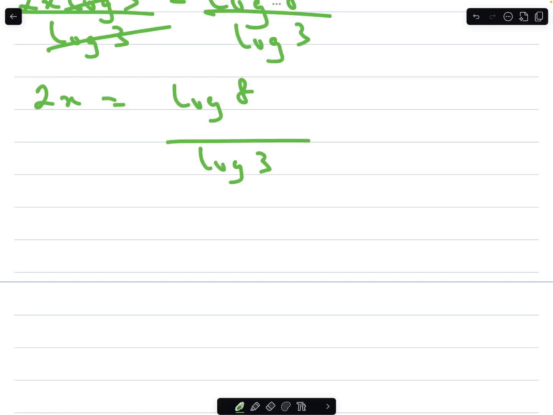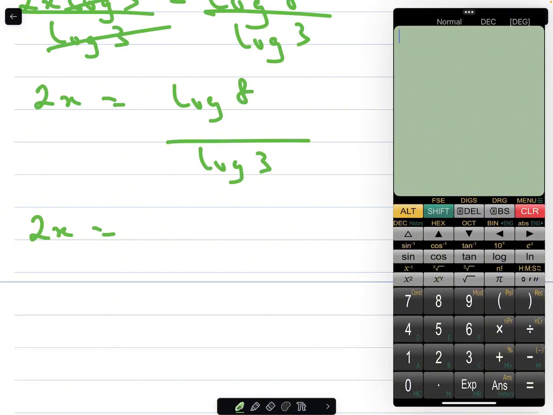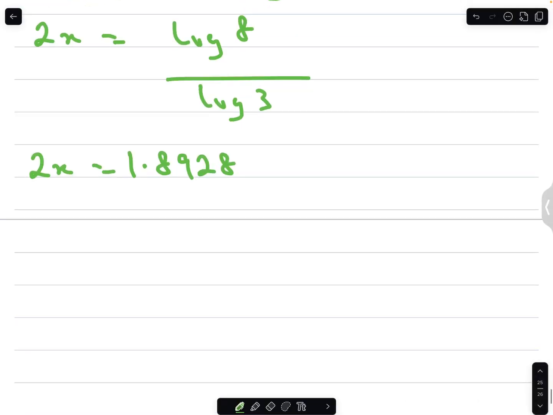Now you find the value of log 8 and the value of log 3. That means 2x is equal to log 8 divided by log 3. Give me that to 4 decimal places. 1.8928 to 4 decimal places. So what do we do to get x? Divide through by 2. Are you there? Yes. And that means what?